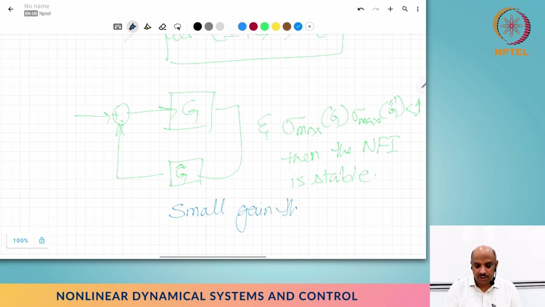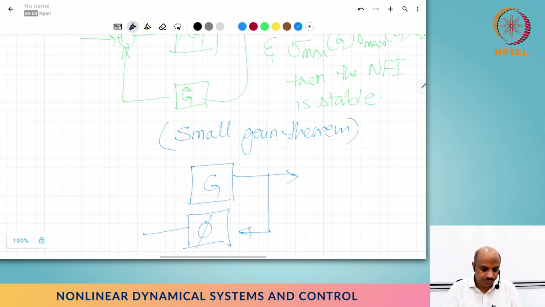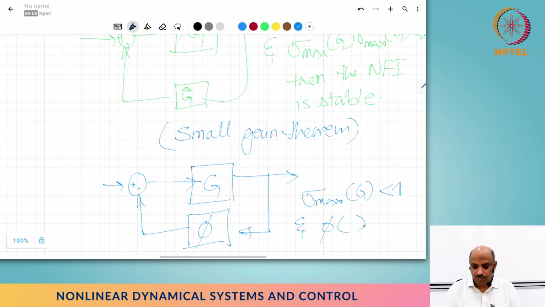Typically this is applied when G is the system and K is a controller. If both of them have small gain, the system is stable. And there are nonlinear versions of this, and we will go through some of these details. So with some kind of static nonlinearity phi in a negative feedback interconnection, something has to be true about phi, and sigma max of G has to be less than 1. Then we can guarantee stability of the feedback interconnection. This is a generalization of the small gain theorem.